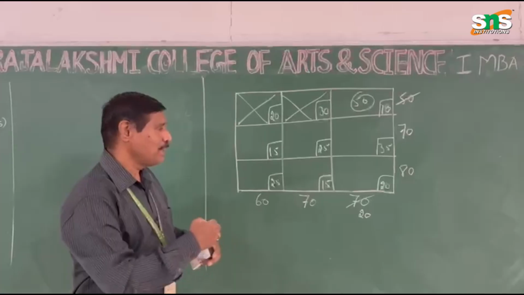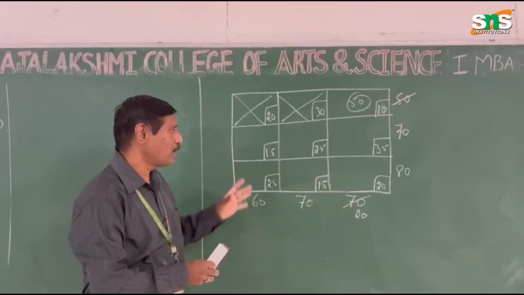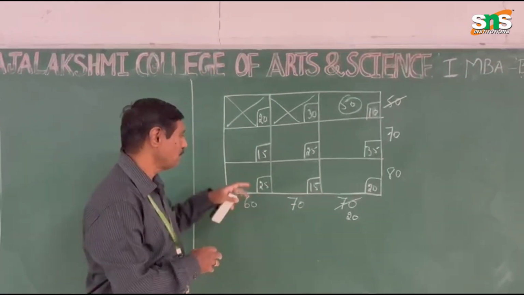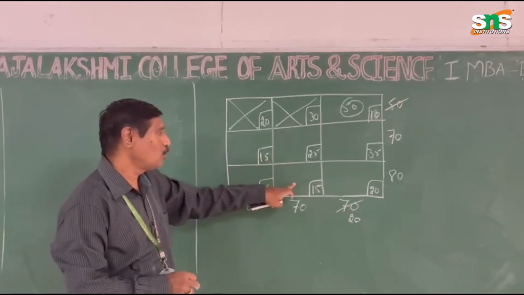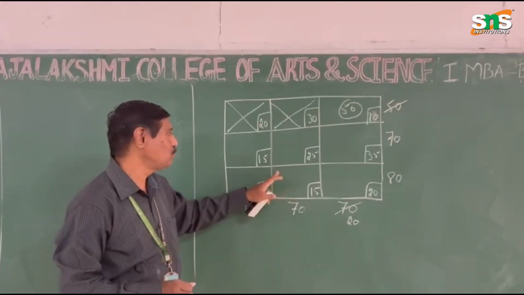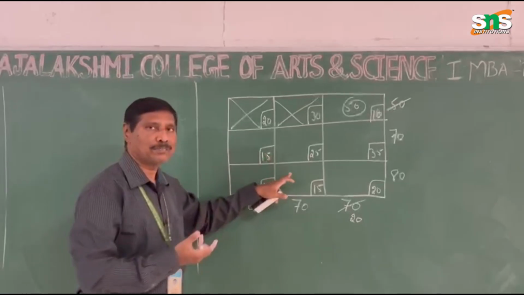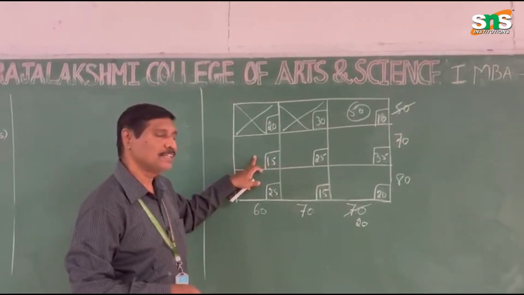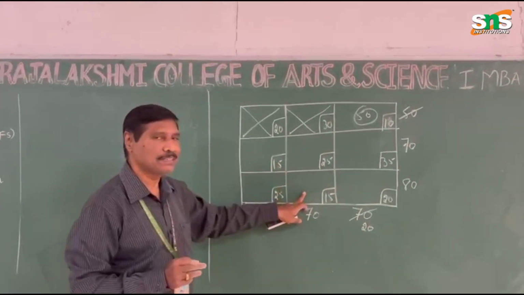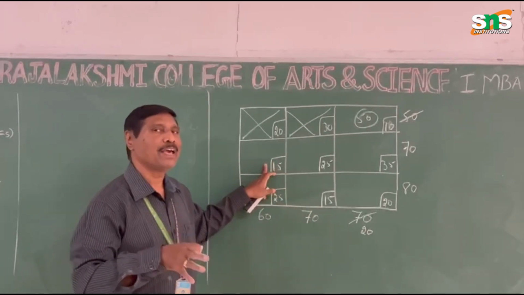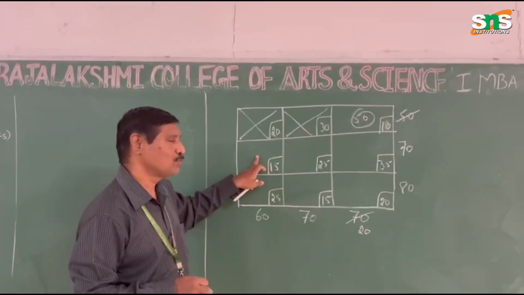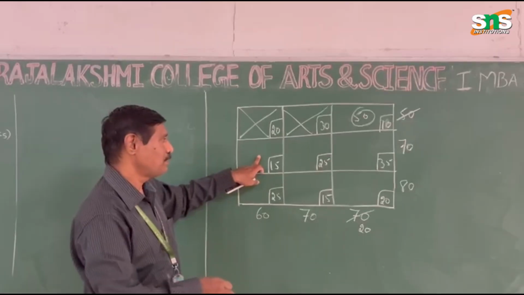Next, we apply the same least cost method. What is the least cost here? Among all the costs, which one is minimum? 15 is minimum. Here there are two 15s. We can choose either this 15 or this 15 as our choice. This 15 is in the second row, but that 15 is in the third row. Therefore, we give priority to the second row. So we choose this least cost 15.